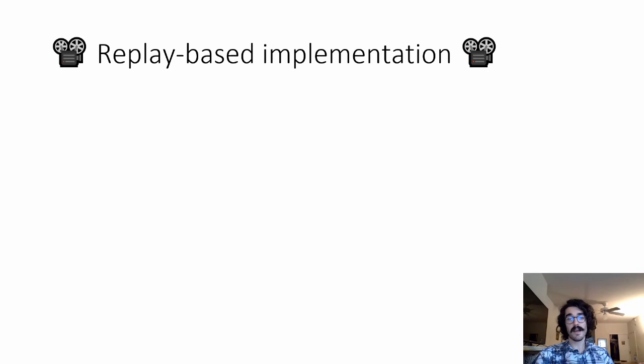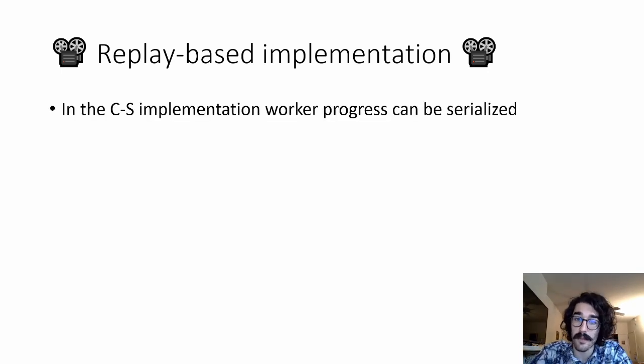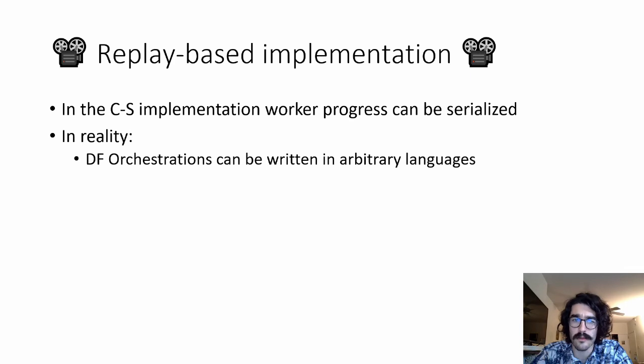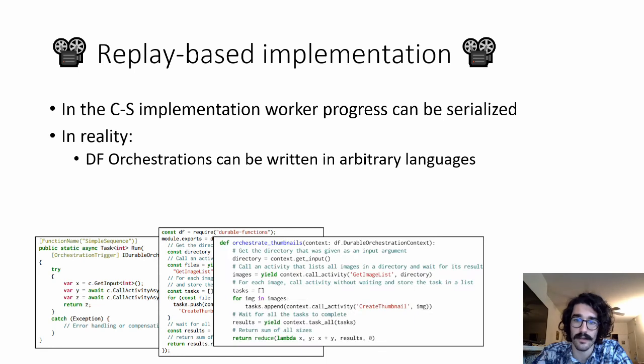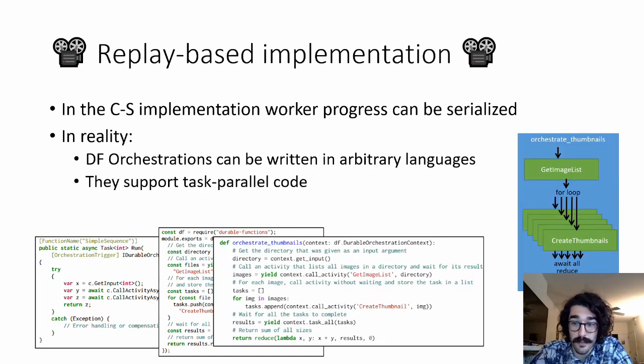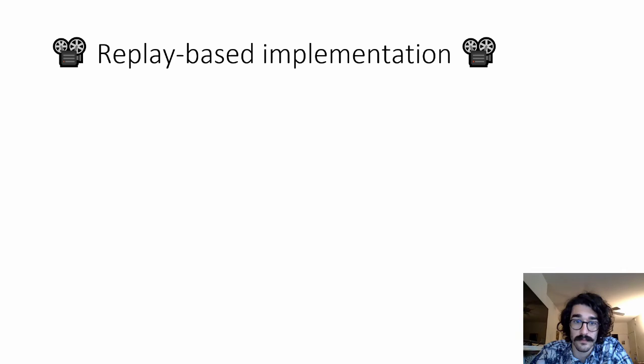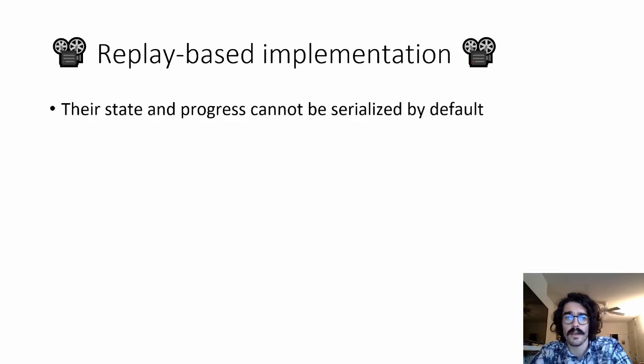So let's now look at the replay-based implementation. In the compute storage implementation, worker progress can be serialized. In reality, however, durable function orchestrations can be written in arbitrary languages. We saw C#, JavaScript, Python, and they also support task parallel code. So their state and progress cannot be serialized by default.